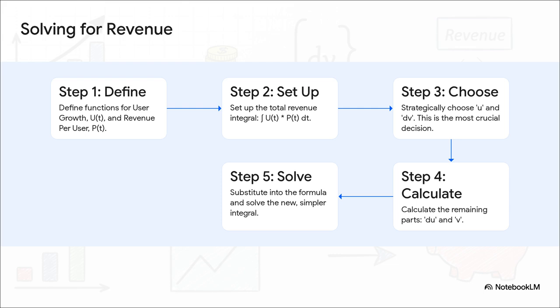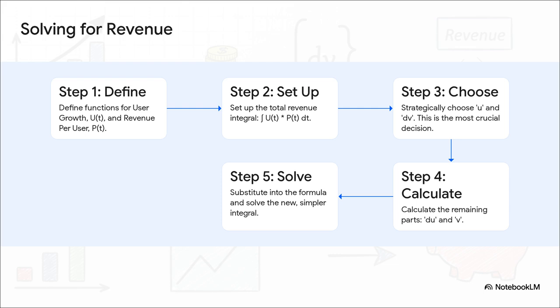And now, we get to the most important part of the whole process. Step 3. The strategic choice of u and dv. Remember, whatever we pick for u is what we're going to differentiate, and dv is what we'll integrate. The key, the absolute key, is to choose a u that gets simpler when you differentiate it.